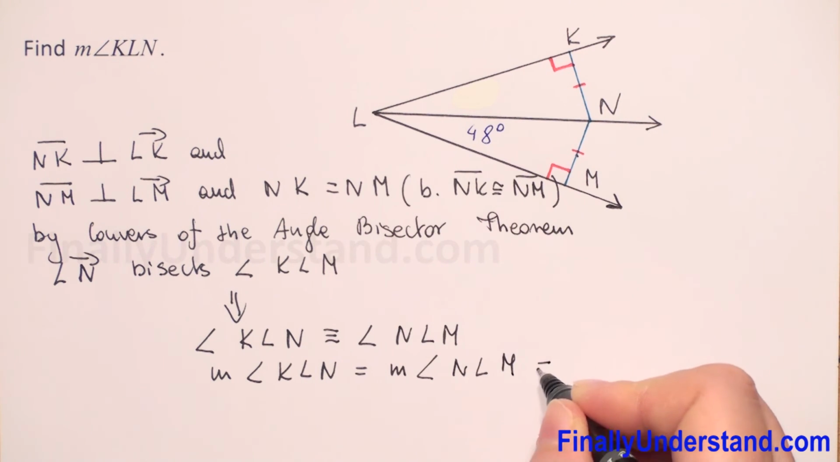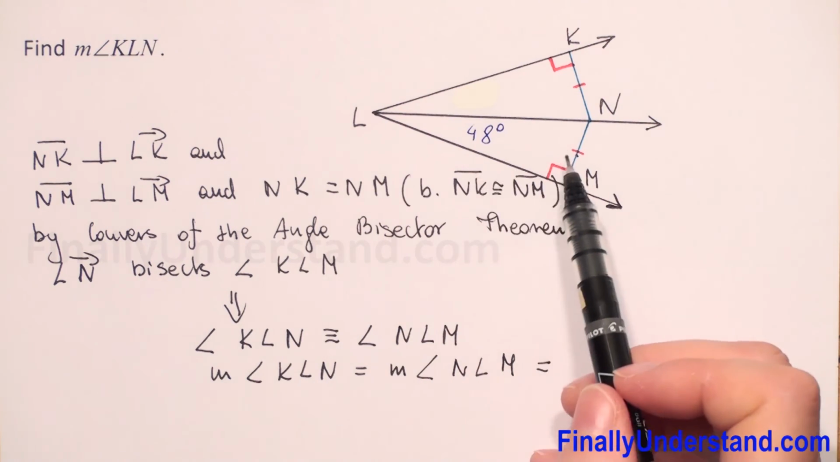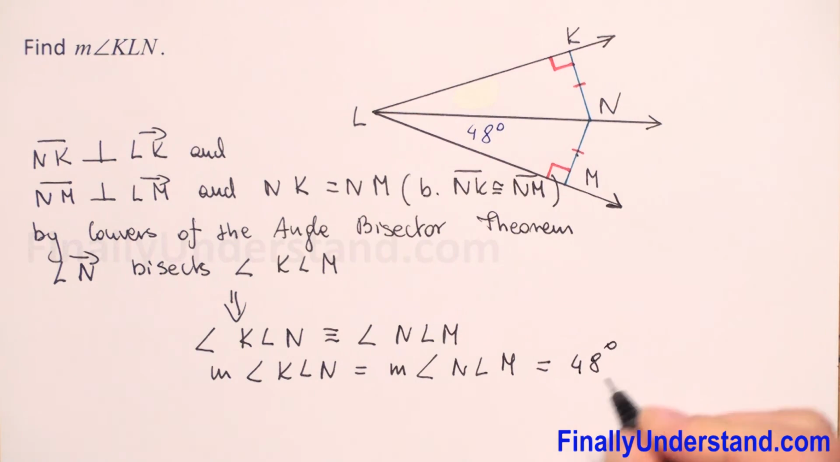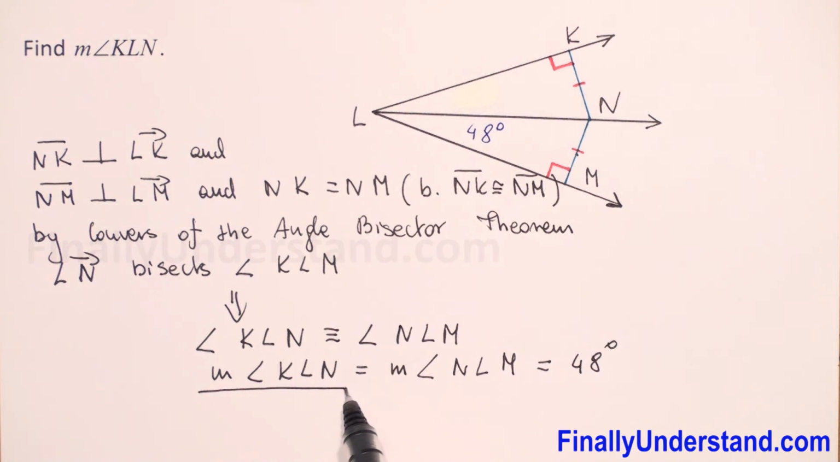NLM. And we have given that the measure of angle NLM is 48 degrees. So we found that the measure of angle KLN is equal to 48 degrees. This is my solution.